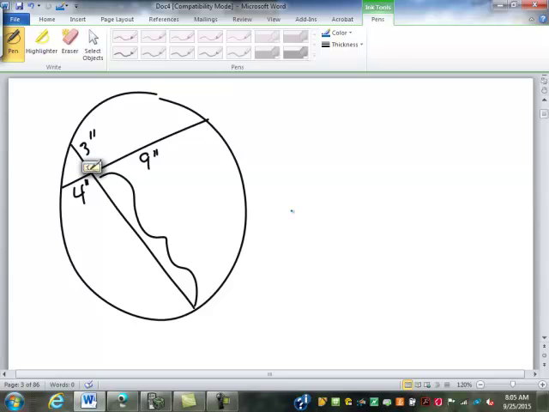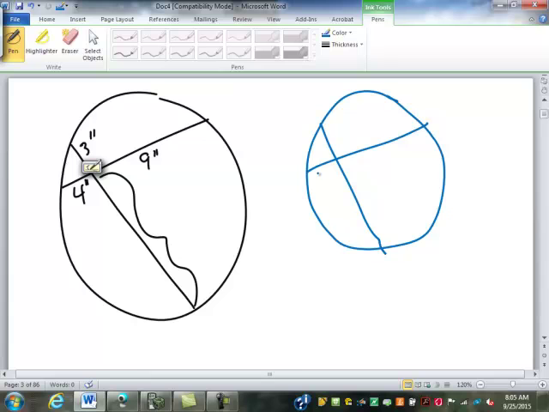Within a circle, if we have two chords that cut each other, so that one chord is cut into pieces A and B, and the other chord is cut into pieces C and D, A times B will equal C times D. Every time.